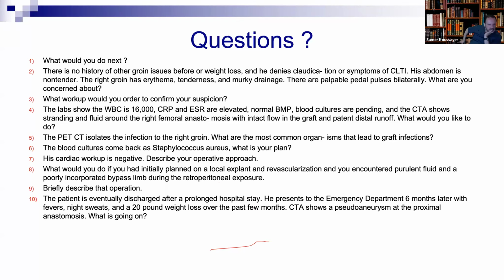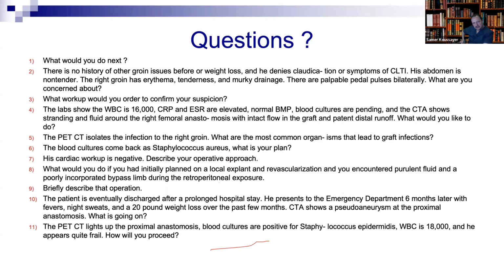Say that again. What are you going to do? Yes, but what's your plan? So it has disruption of the anastomosis from the infection, right? Yes. And you did a PET scan and it showed light up at the proximal anastomosis. Blood culture positive for Staph epidermidis. WBC 18,000 and the patient is quite frail. How do you proceed? We put him on proper antibiotics.